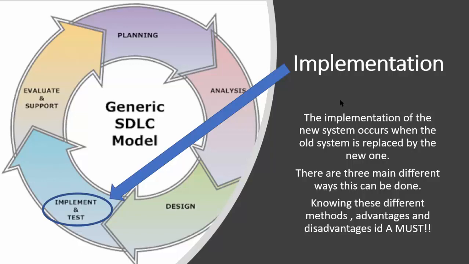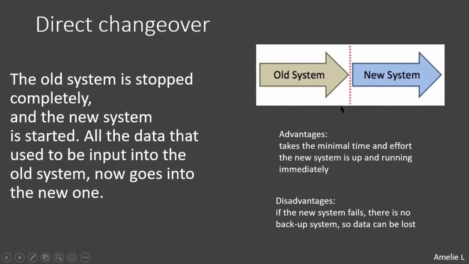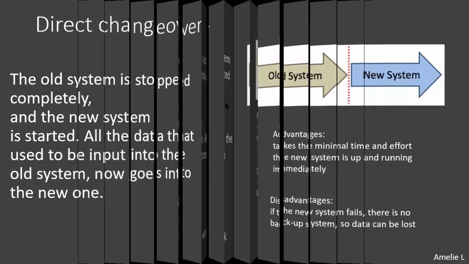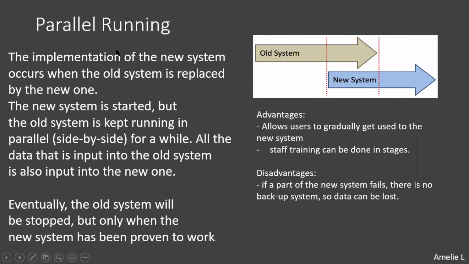And that is the different ways of implementing a system. Now, the girls had put these all on one slide. All I've done is split them onto 3 separate slides. So you can see there's direct changeover. So you go straight from the old system into the new system. Okay, you need to know the advantages and disadvantages. Parallel running. So as you can see from the diagram, you've got the old system running and then you start the new system. So both systems are running at the same time.